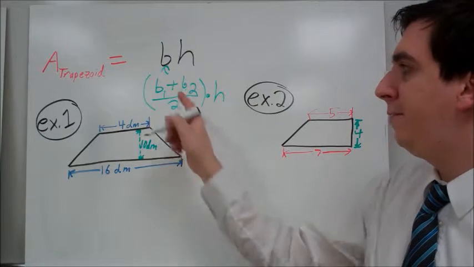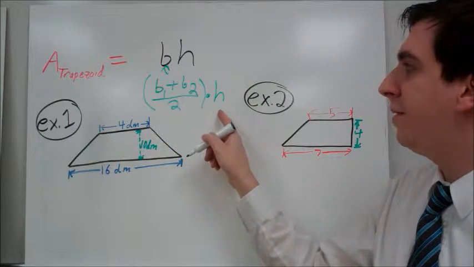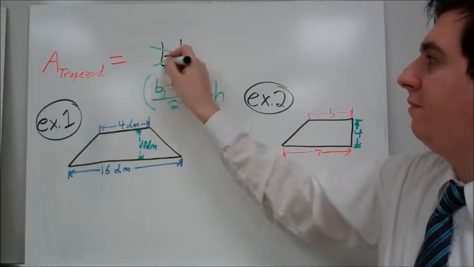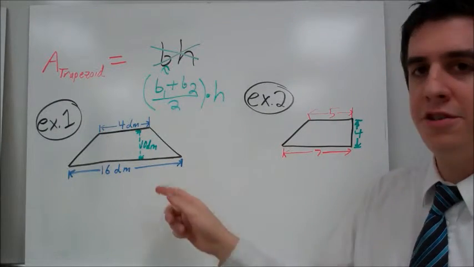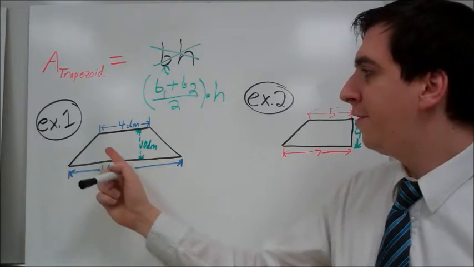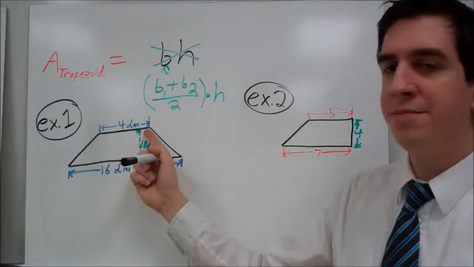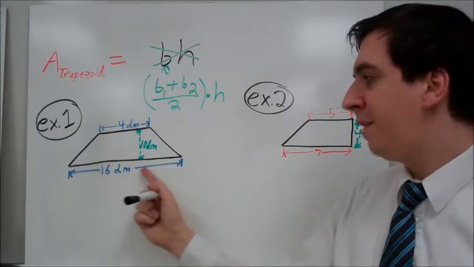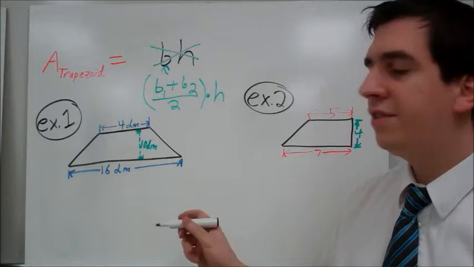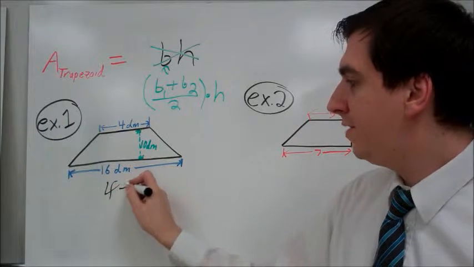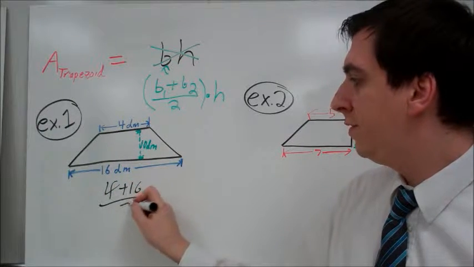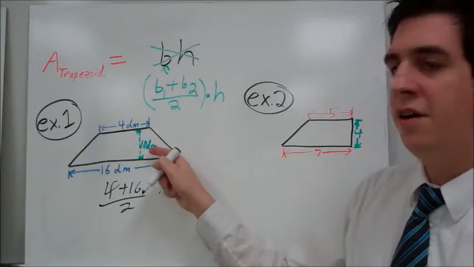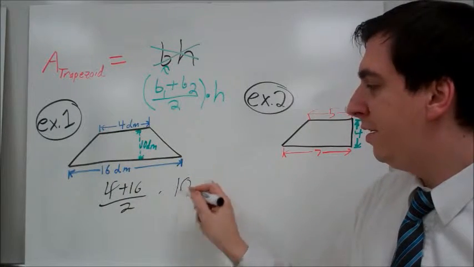So let's try that right now. Base 1 plus base 2 over 2 times height. That's what we're looking at. In our first example here, we have two bases. Our first base is 4 decimeters. Our second base on the bottom is 16 decimeters. Let's add those together. 4 plus 16 over 2 times, our height is 10 decimeters, times 10.